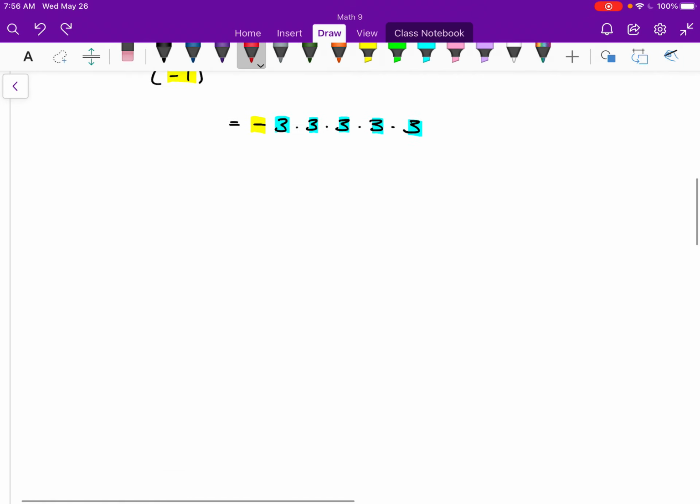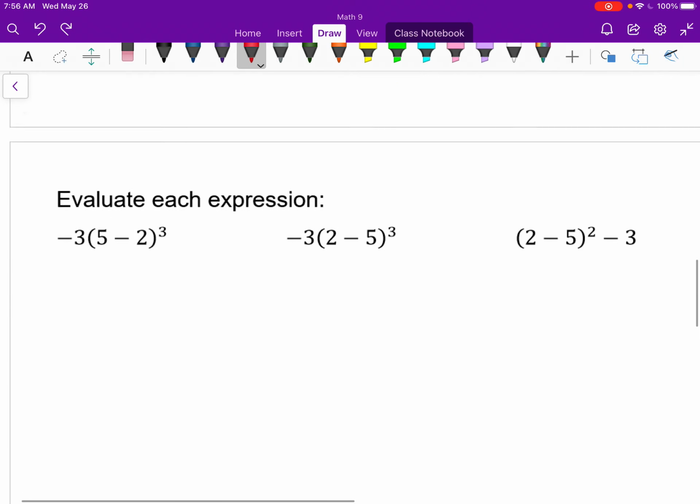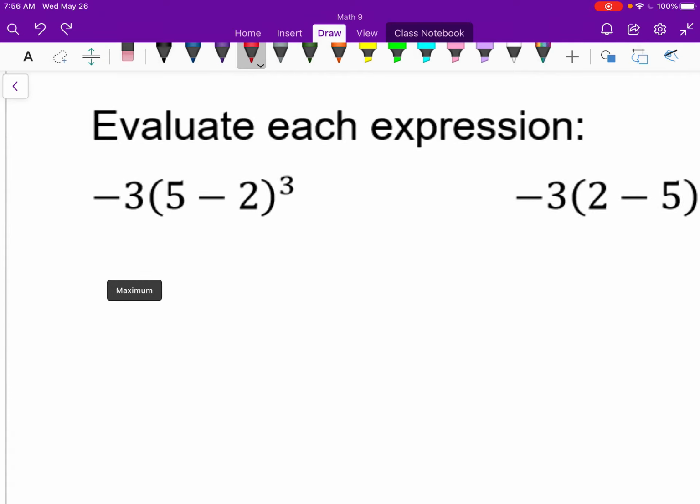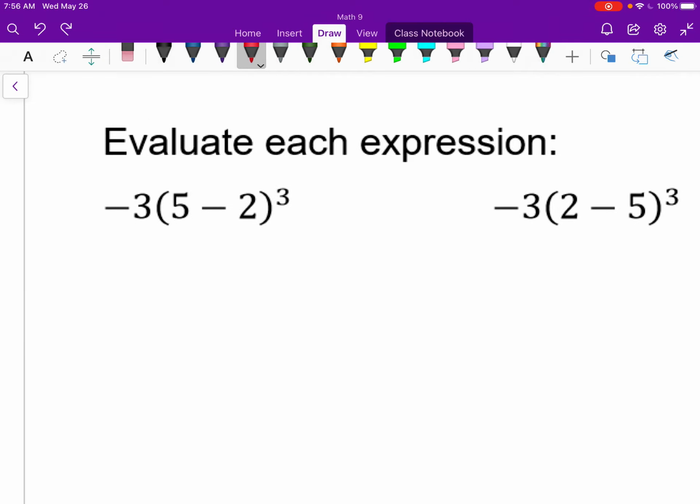All right, and so just a few examples of evaluating expressions that have exponents. I got 3 different but similar expressions here. Let me focus on the first one. So in this case, negative 3 is the coefficient. 5 minus 2 is the base. But let's actually evaluate 5 minus 2. So that's 3.